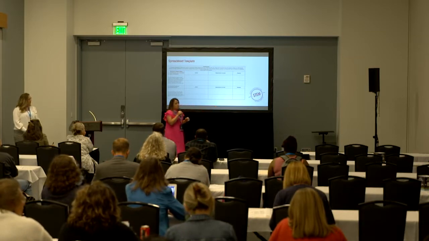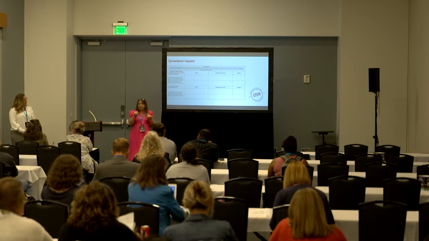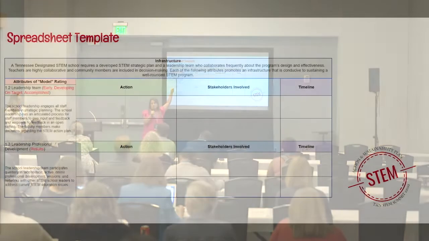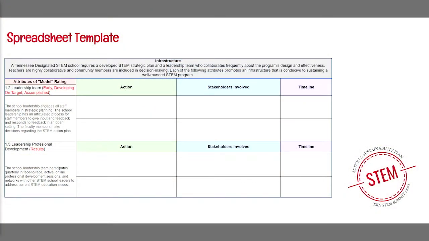So what we want you to do is take your template and pick any attribute in infrastructure. 1.1, you're not going to pick, because that's the STEM action plan, and that's what we're working on today. But 1.2 or 1.3 or 1.4, and I want you to talk to the people next to you and see if you can come up with an idea or an action, who would be involved, and what that timeline would look like. So just give it a whirl. Talk to your neighbor. We're going to ask a few of you who are comfortable to share out. We're going to give you just a few minutes to play with this template.